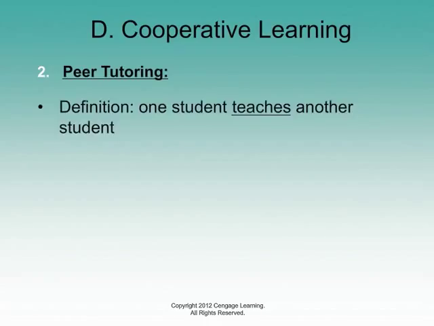The second one is peer tutoring. This is when one student teaches another student. The advantages of this is it allows the teacher to circulate and monitor closely to performance, and students learn best when they're teaching it. And students enjoy both roles, and it increases academic skills and social interactions.